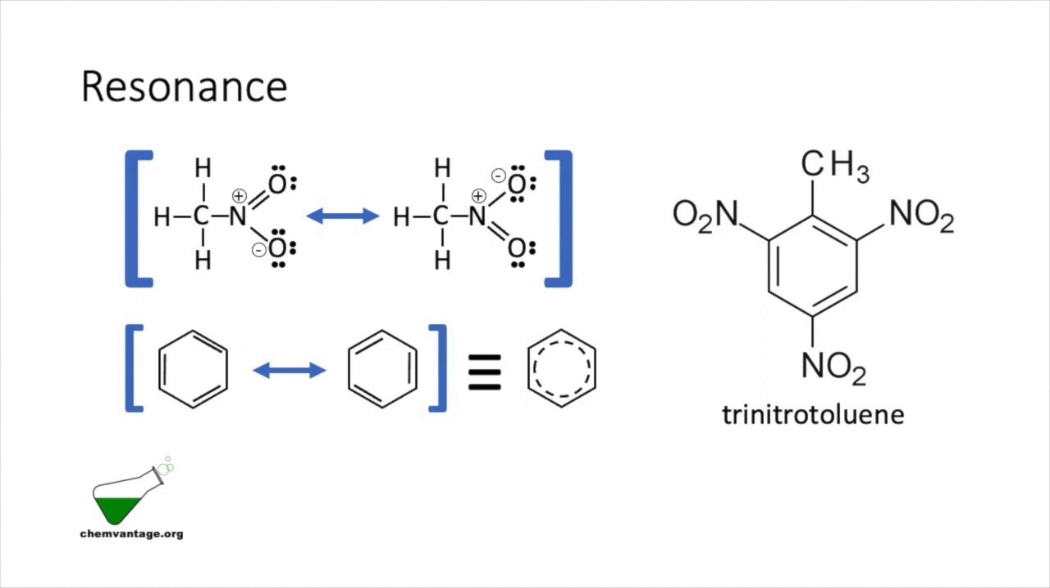Trinitrotoluene, or TNT, is a widely used explosive. It has 3 nitro groups, each of which has 2 resonance structures, and it's built on a benzene ring with 2 additional resonance structures, so there are 16 possible resonance structures for this molecule.